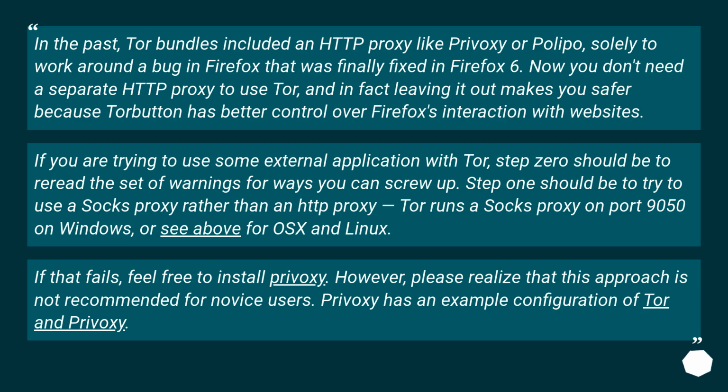If you are trying to use some external application with Tor, step 0 should be to reread the set of warnings for ways you can screw up. Step 1 should be to try to use a SOCKS proxy rather than an HTTP proxy. Tor runs a SOCKS proxy on port 9050 on Windows, or see above for OS X and Linux. If that fails, feel free to install proxy. However, please realize that this approach is not recommended for novice users. Proxy has an example configuration of Tor in proxy.